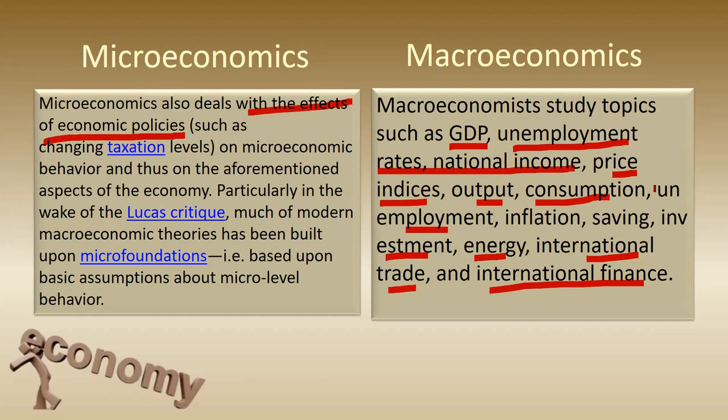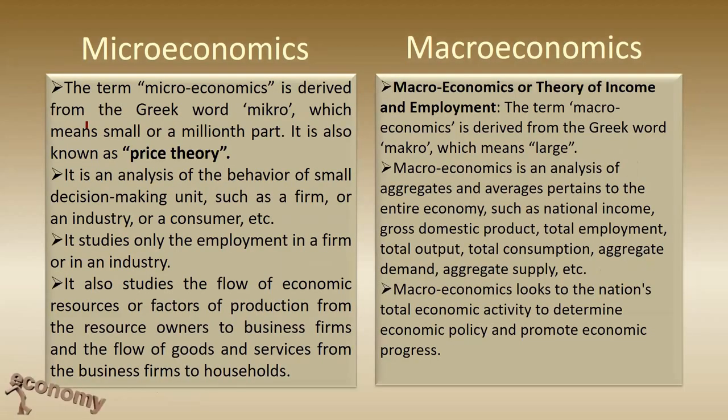That means whenever we are discussing macroeconomics, the total concepts which are prevailing in any economy, that is called the macro approach. Microeconomics is derived from micro. We have already discussed this, and it means a small, millionth part. The other name for microeconomics is price theory. Whereas macroeconomics has been derived from macro, that is large, and the other name for macroeconomics is the theory of income and employment.